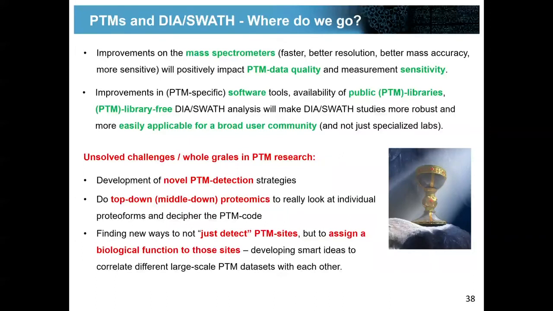And a last challenge, which I personally also find very, very important, is that we are currently not so bad in detecting PTM sites and making long lists, but what we're really lacking is assigning biological function to these long lists. We can produce a list, but we have no clue what these PTM sites are doing. And therefore, I think what's really very urgent as well is to develop smart ideas how we can put biological meaning to these long lists. And there, my personal hope is that with high quality DIA data, it might become easier or better possible to perform correlation analysis with other orthogonal data and do this type of analysis.